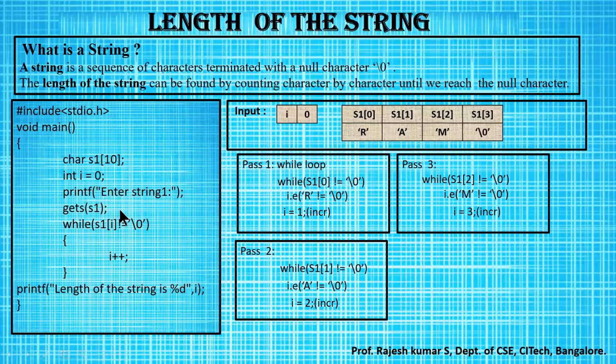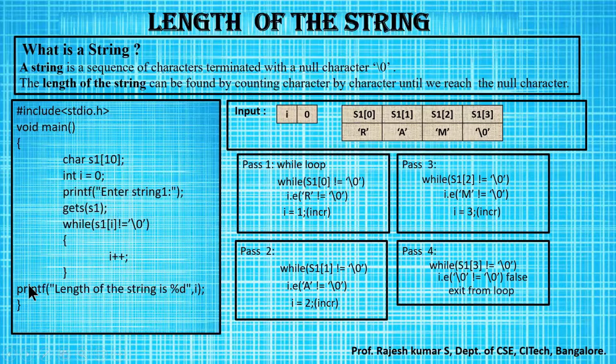Once the I value becomes 3, again I'll loop back and check the condition. S1 of 3 not equal to null. Is S1 of 3 not equal to null? No, S1 of 3 is equal to null. So the condition becomes false. When the condition becomes false, I will not enter into the while loop. I'll come out of the while loop. I'll come to this particular line.